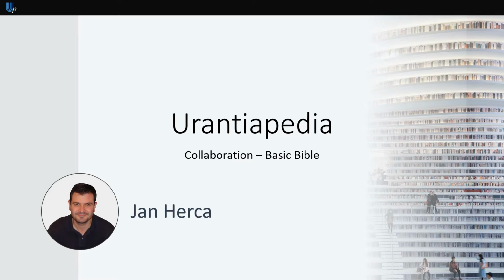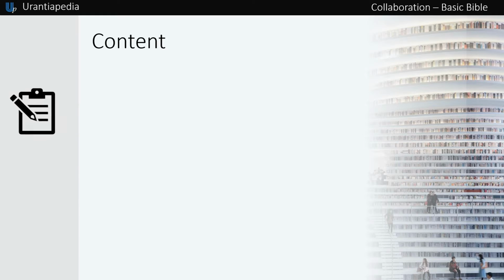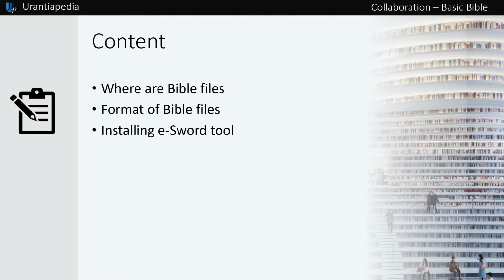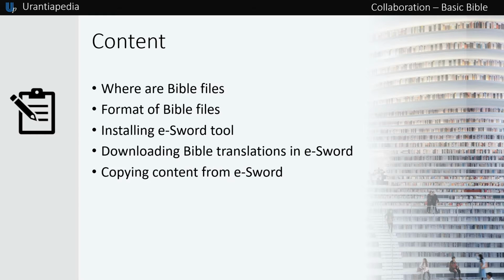This video is going to be part of a series of video tutorials about how to collaborate in a basic way in Urantiapedia. In other videos, we will be exploring other advanced ways to contribute. The main points we are going to learn here are this. Where are Bible files? What is the format of these Bible files? Installing eSword tool, downloading Bible translations in eSword, copying content from eSword, and finally, sending changes to maintainers of the project. So, let's go with it.